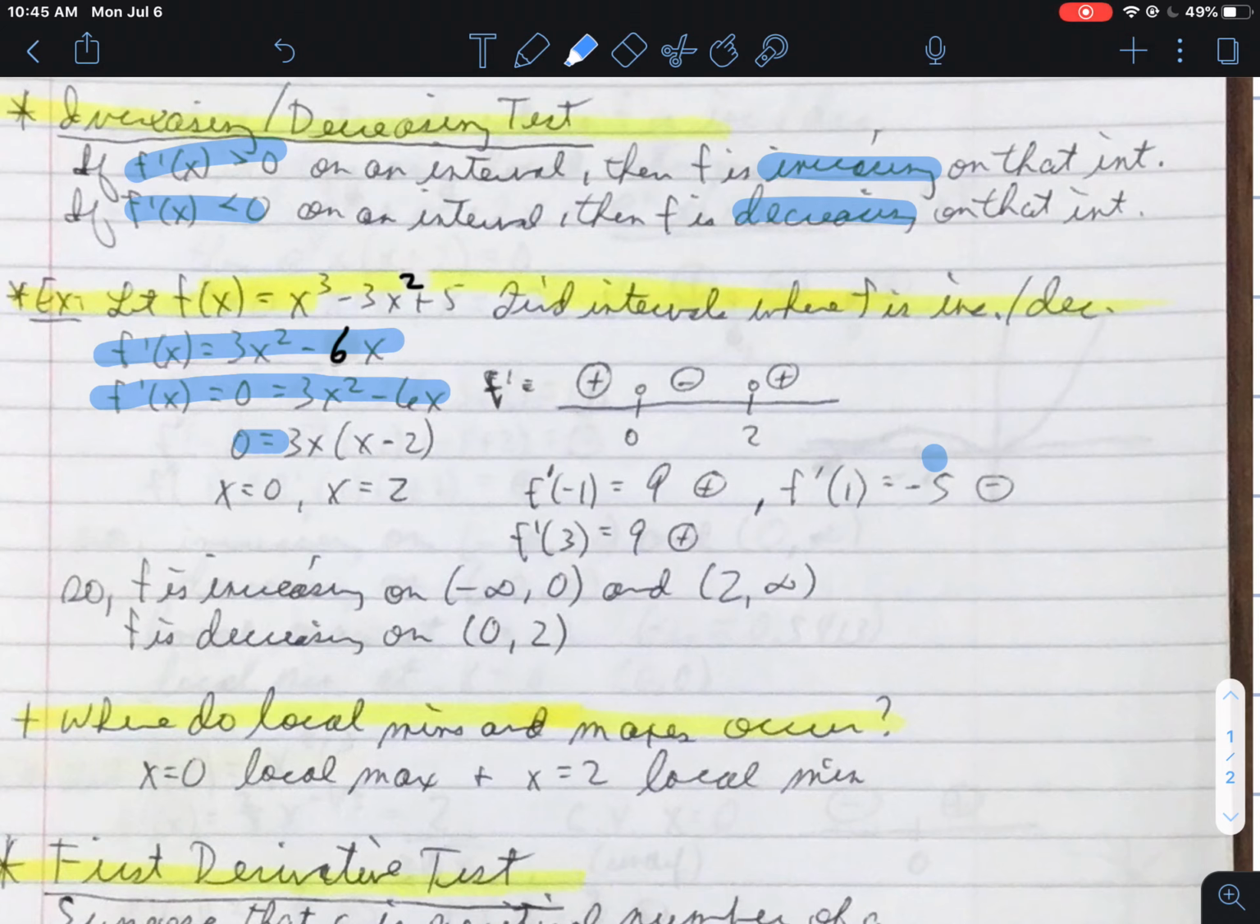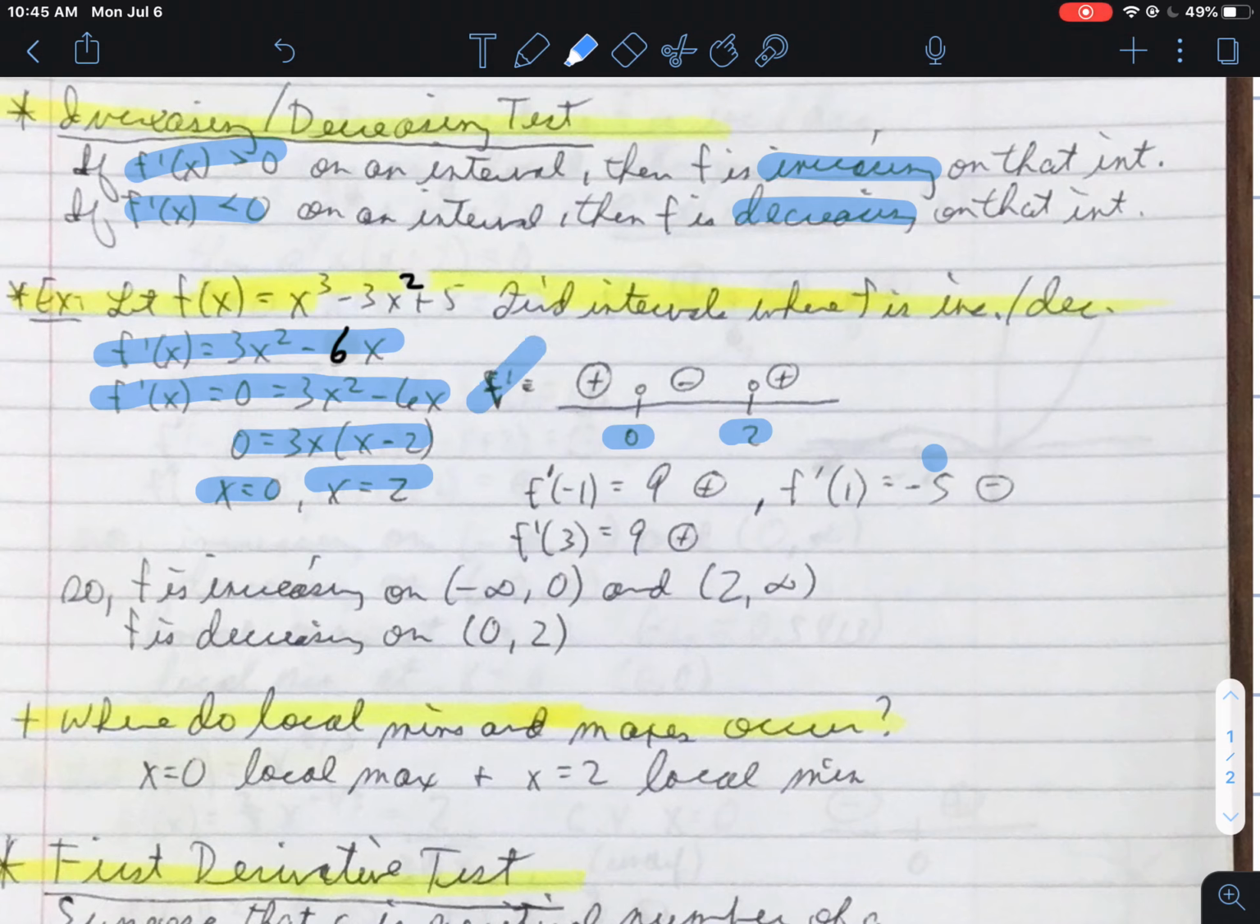Solve that equation. I've factored it in this case, and I get x equals 0 and x equals 2. Okay. And so these are the locations or values of x where the derivative is 0. So notice I went ahead and labeled this as f prime.